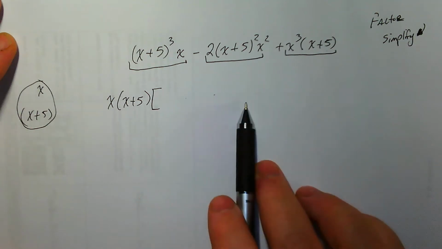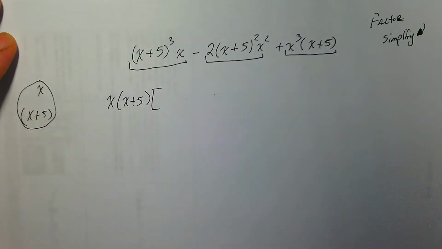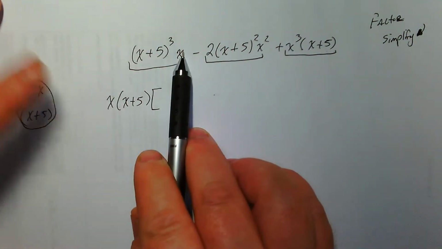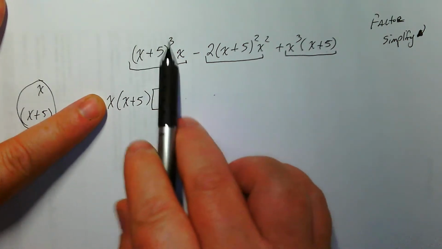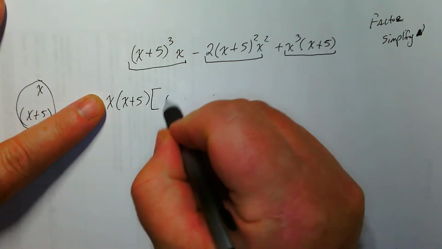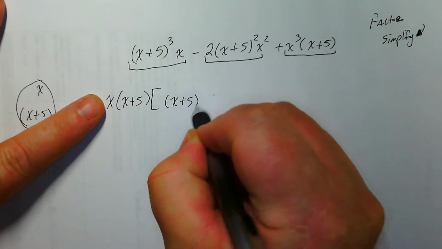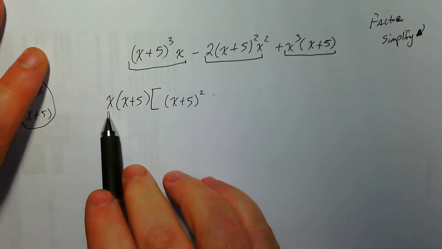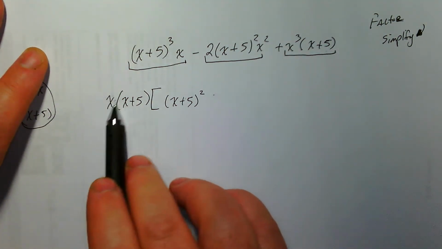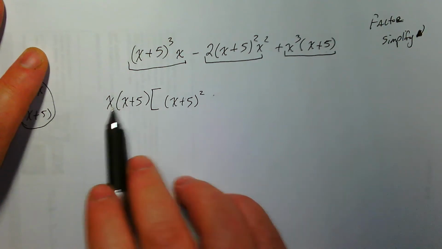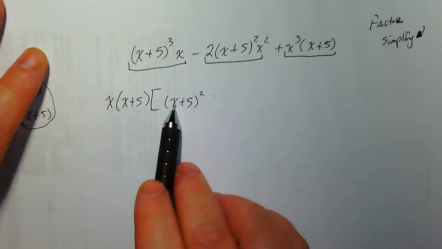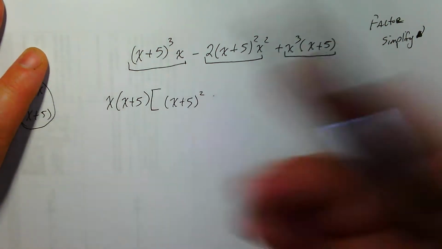Now let's set this up. In here we're still going to have three terms, 1, 2, 3. So if I divide an x out of this first term, I'm just left with that. But I'm going to take one of those away, so I'm going to have x plus 5 squared. You see? Because if I distributed this thing right here to here, I would have x, and then x plus 5 times x plus 5 squared would be cubed.